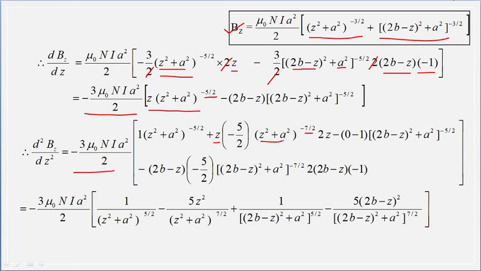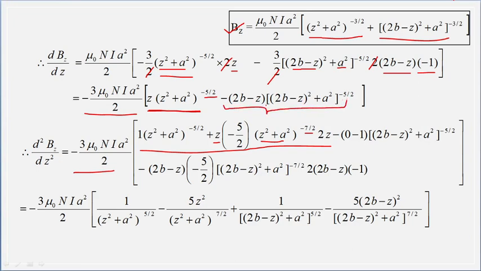into derivative of what is there inside, which is 2z. So here these first 2 terms is a derivative of this part, z into (z square plus a square) raised to minus 5 by 2. In same way, you differentiate this second term.